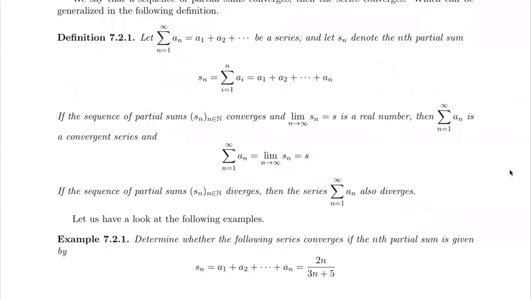However, if the sequence of partial sums diverges, meaning that it does not converge to a real number, for example, it goes to infinity, then we say that the series diverges.